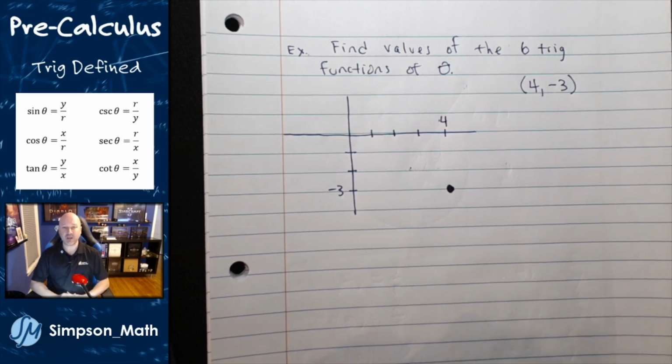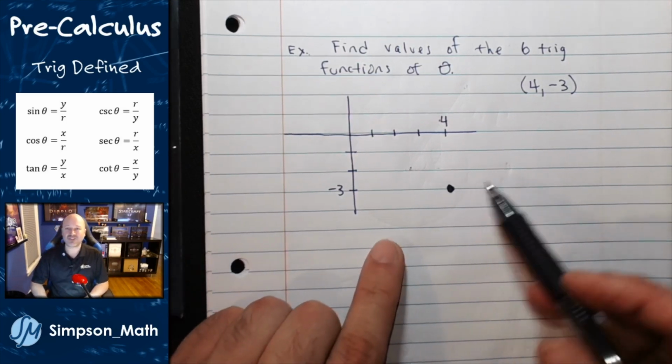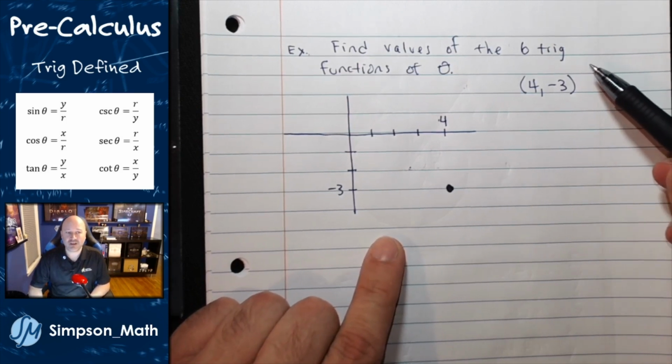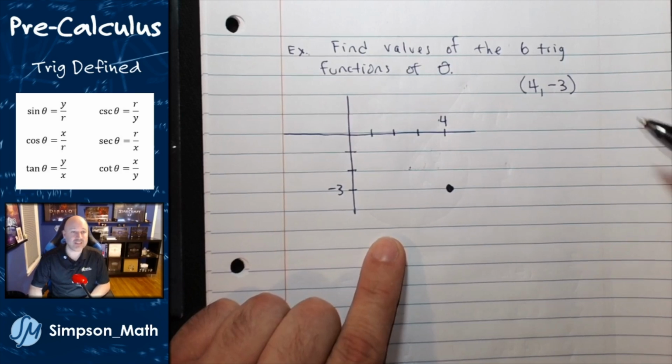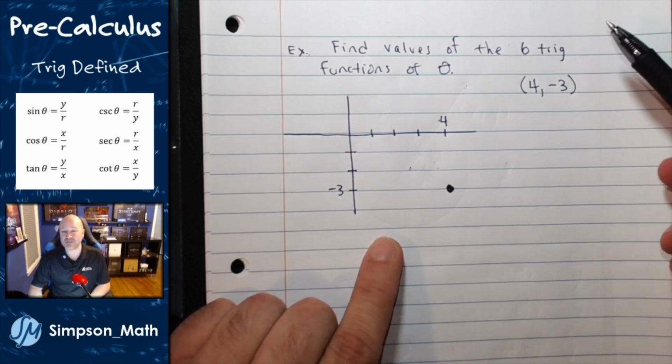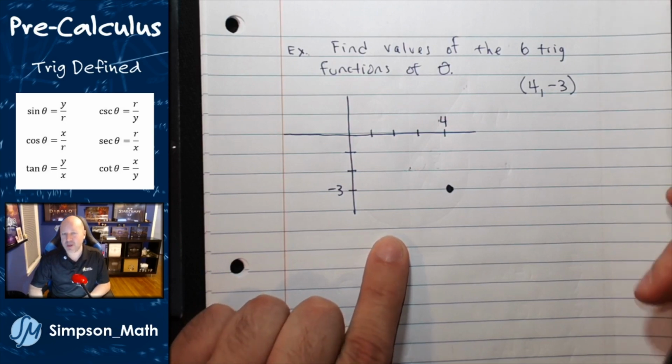So there's my Cartesian plane. I've got a point at (4, -3). It wants trig values though, which is dealing with a right triangle. I don't see a right triangle. It even deals with an r, which is the radius of a circle. I don't see a circle. What on earth do I do?